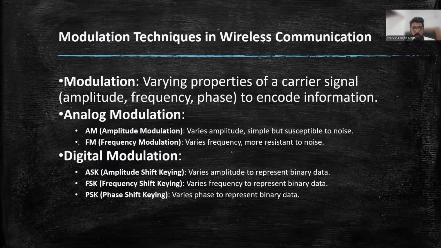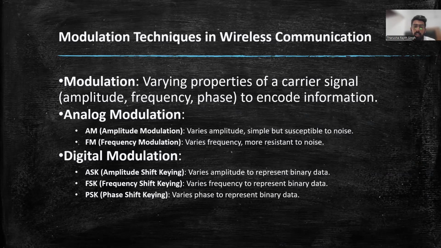Now let's explore modulation techniques in wireless communication. Modulation is the process of varying the properties of a carrier signal, such as its amplitude, frequency, or phase, to encode information. This is essential for transmitting data over a long distance and enabling multiple signals to share the same communication channels. So, analog modulation can be divided into two parts, amplitude modulation and frequency modulation.